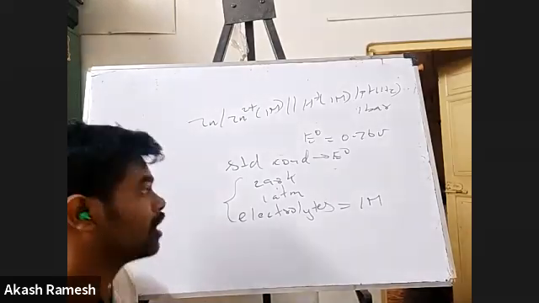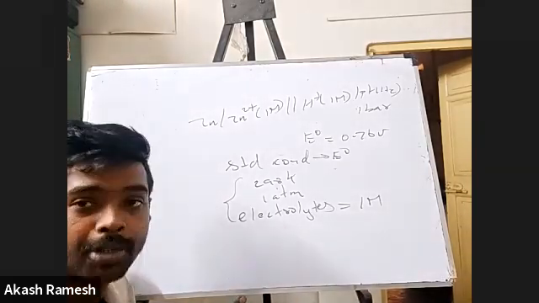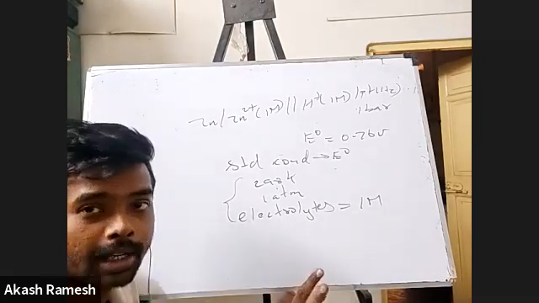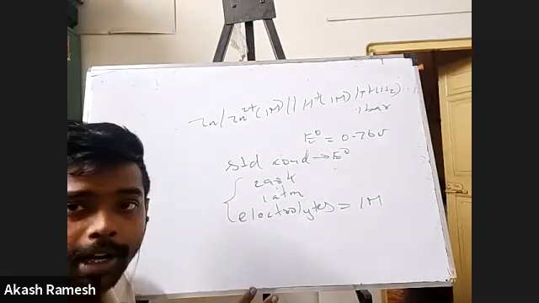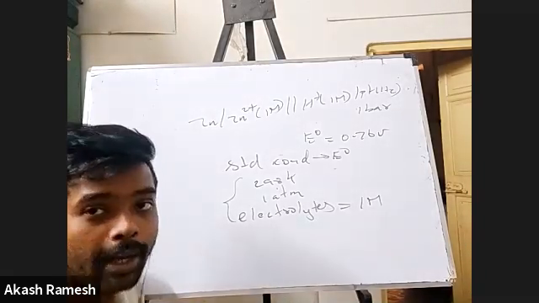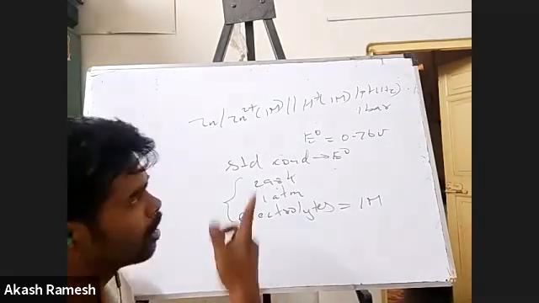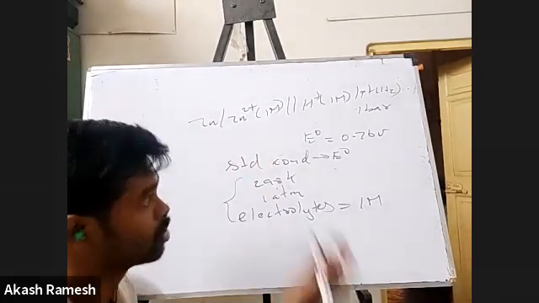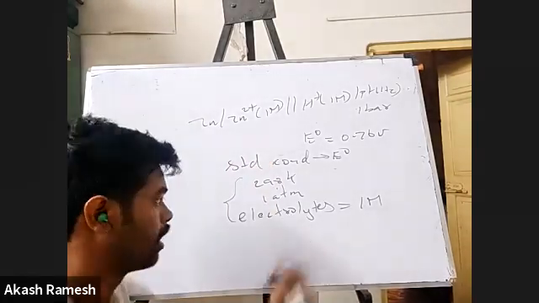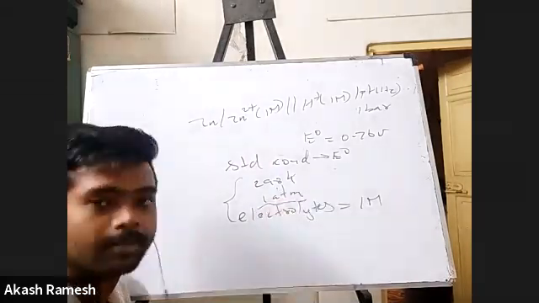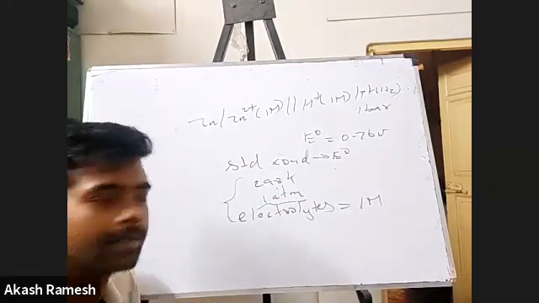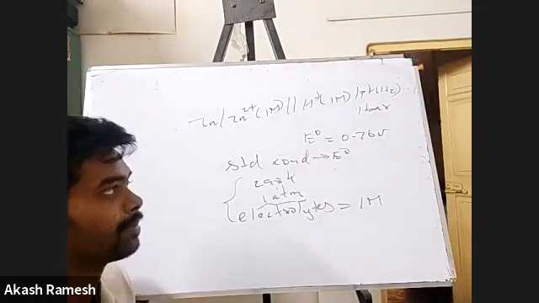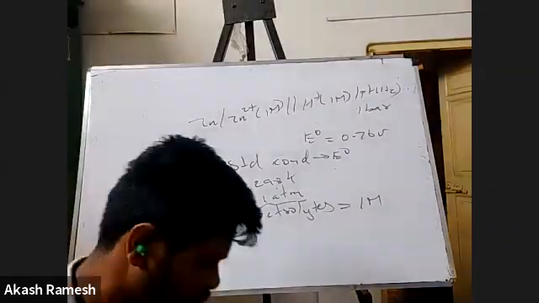So 298 Kelvin, 1 atmospheric pressure, and whatever the electrolyte, zinc sulfate, copper sulfate, HCl, all of them must be 1 M concentration. And if you use gases like H2, they should have 1 bar pressure. 1 atm is almost equal to 1 bar. So these three conditions are there. This is what I wanted to ask.